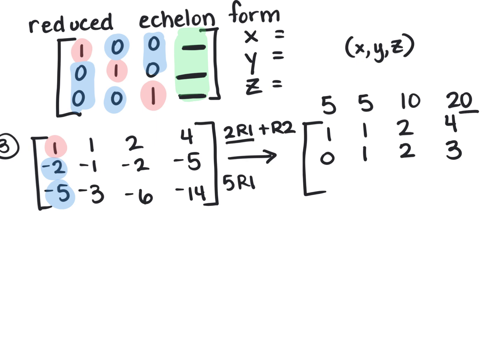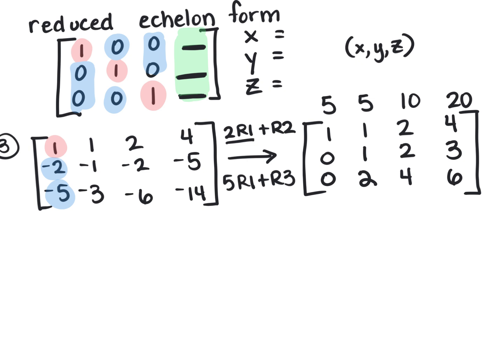And now what I'm doing is adding that to row 3. So row 3 is going to be the only one that changes. So I have 5 minus 5 is 0. I have 5 minus 3 is 2. I have 10 minus 6 is 4, and 20 minus 14 gives me a 6. So this first column is exactly what I need it to be.